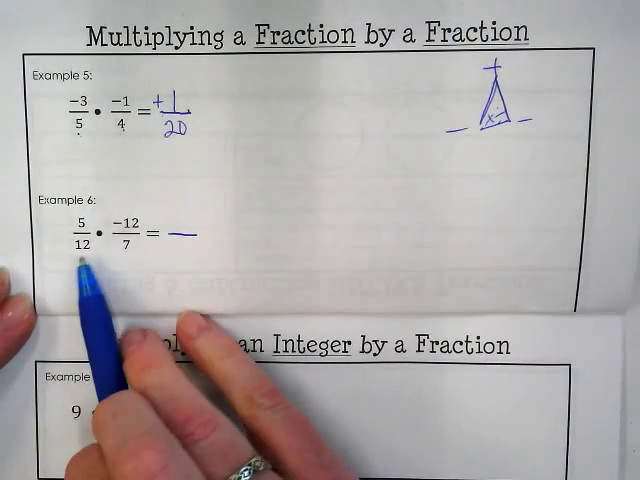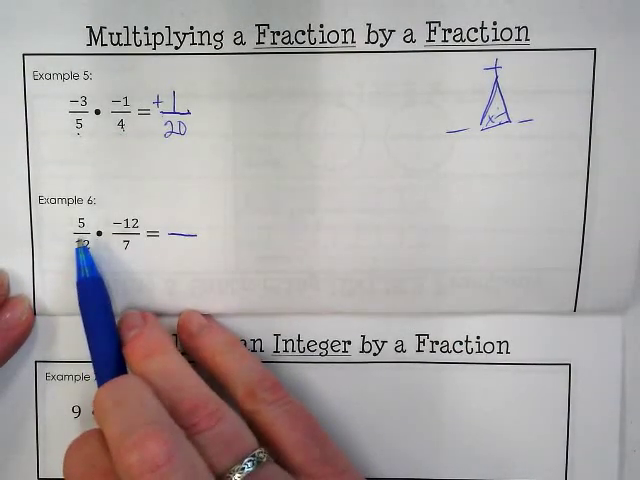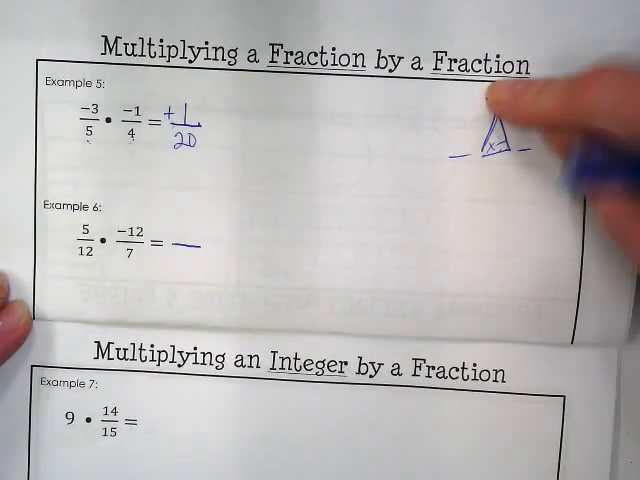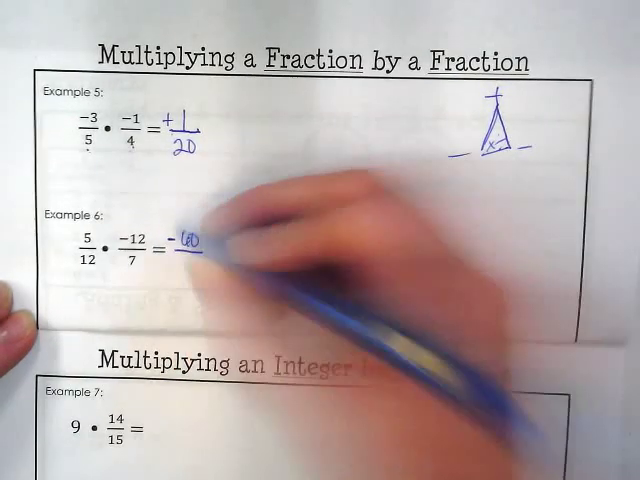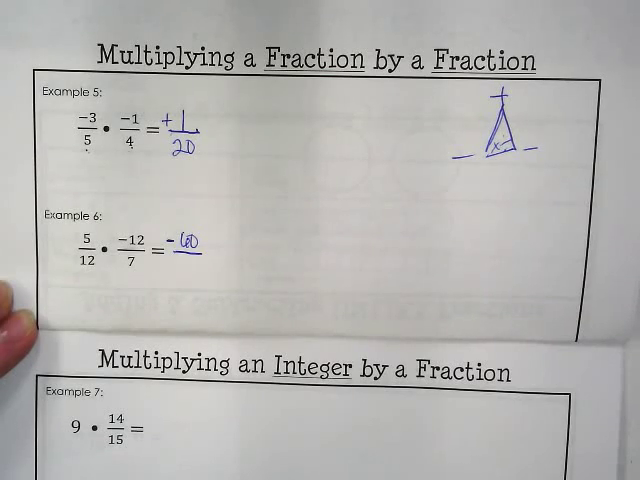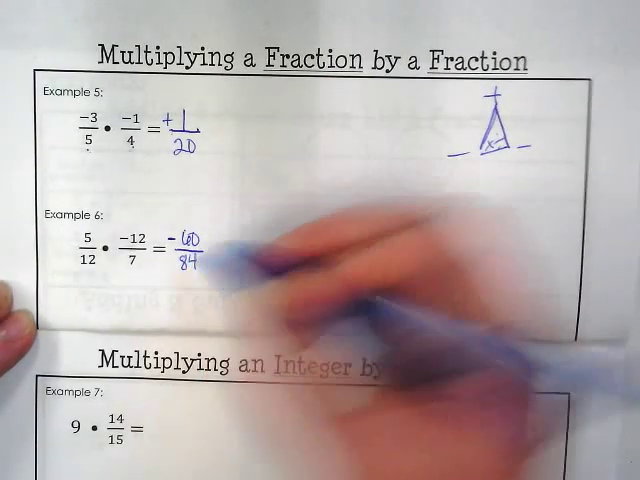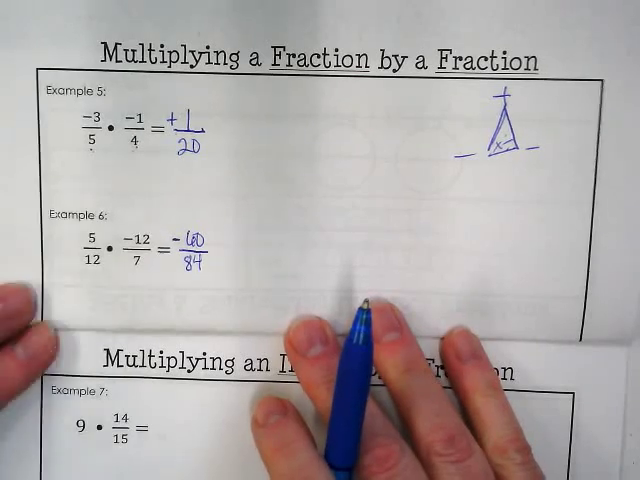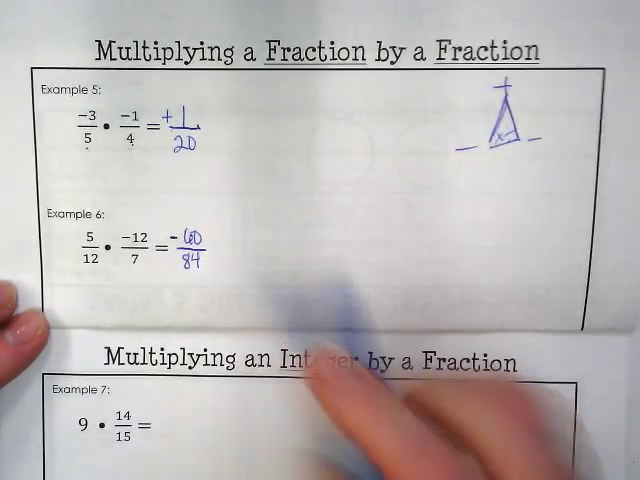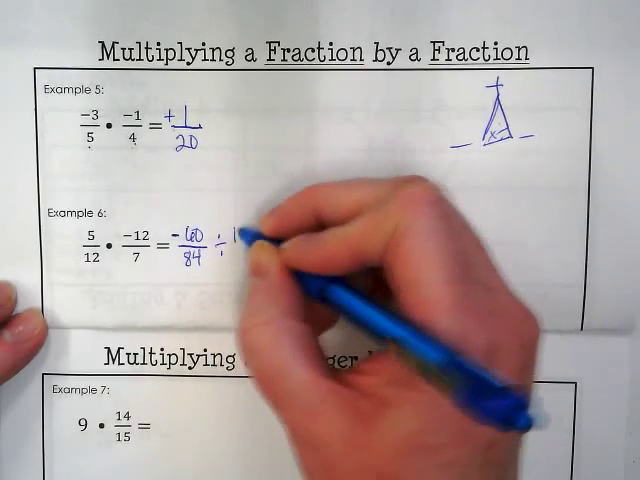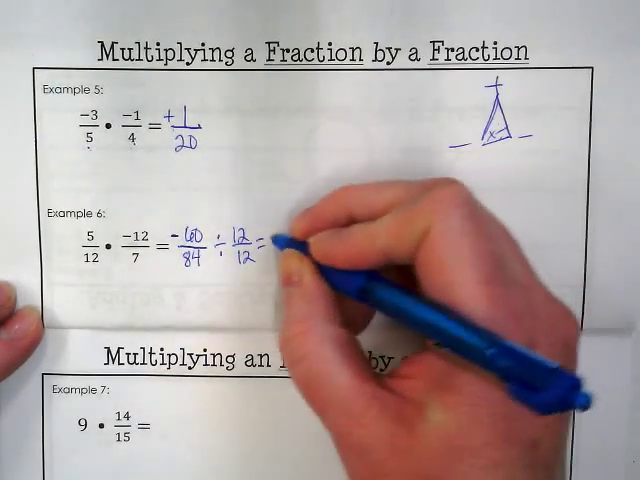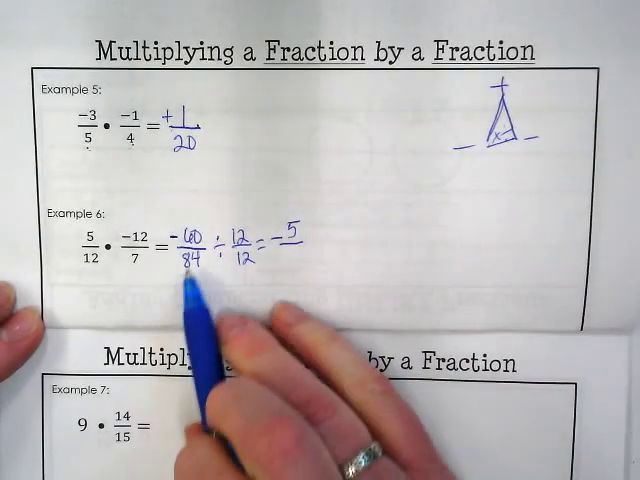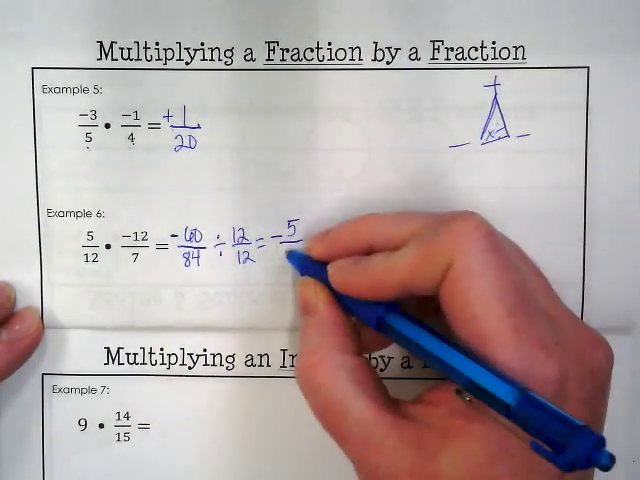Okay, I'm going to show this one a couple of different ways because it will need to be reduced. I have 5 times negative 12. Positive 5 times negative 12 is going to give me a negative answer. That's going to be negative 60. And then 7 times 12 is going to be 84. That looks like a big fraction and I can reduce it. I know I multiplied both of these by 12, so I'm going to try to reduce them by dividing 12 over 12. Negative 60 divided by positive 12 is going to give me a negative 5. And positive 84 divided by positive 12 is going to give me a positive 7.